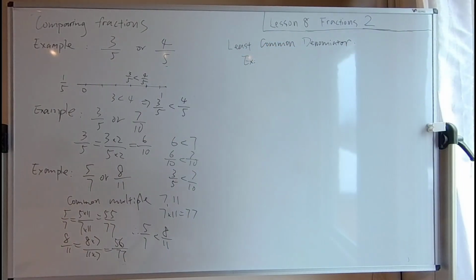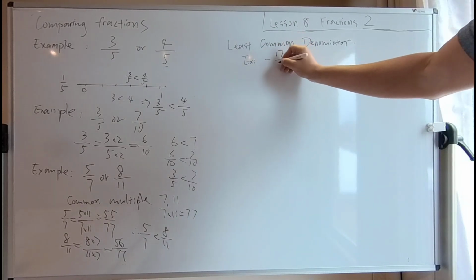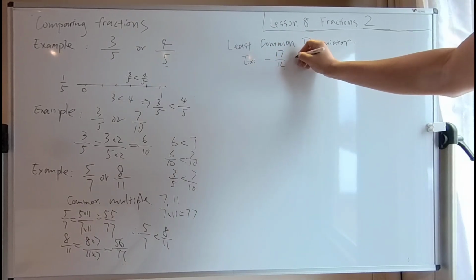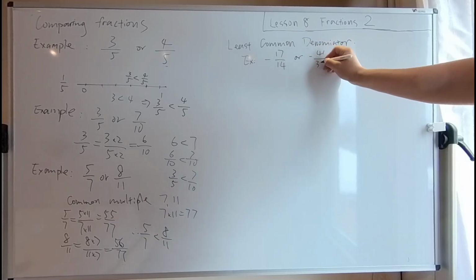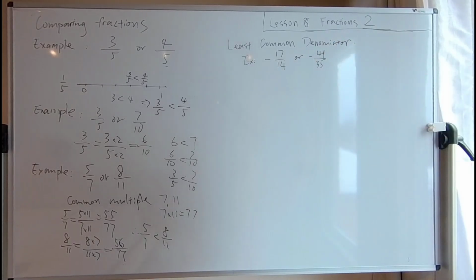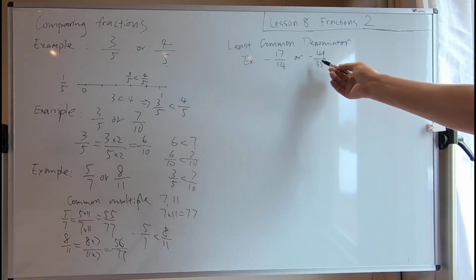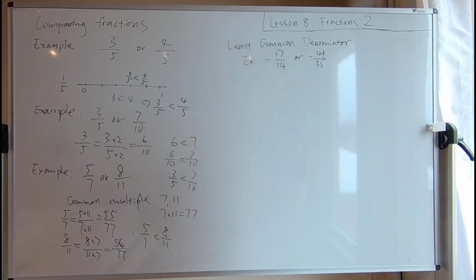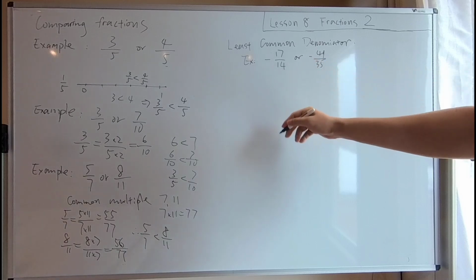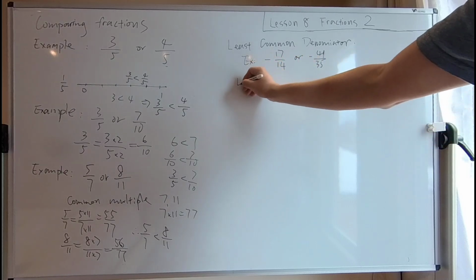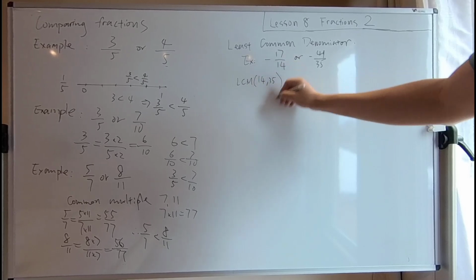Right, so one more example. If we want to compare minus 17 over 14 and minus 41 over 35. So first of all, they have different denominators. I need to find the common denominator first. And to find the common denominator, it's equivalent to find the least common multiple between 14 and 35.